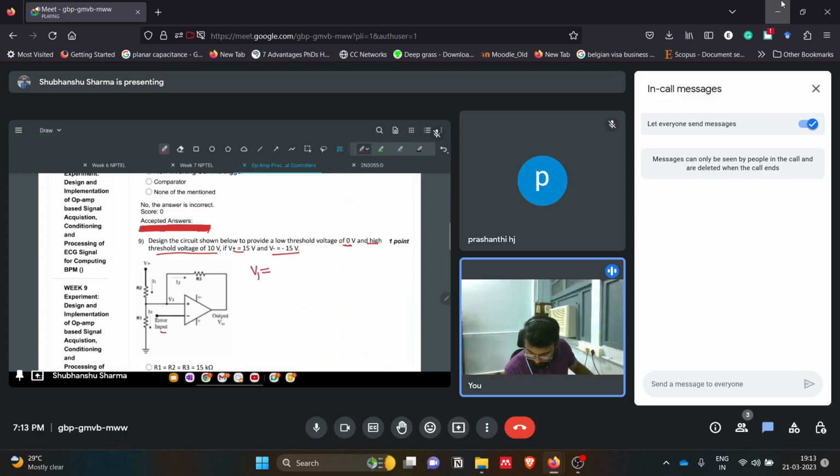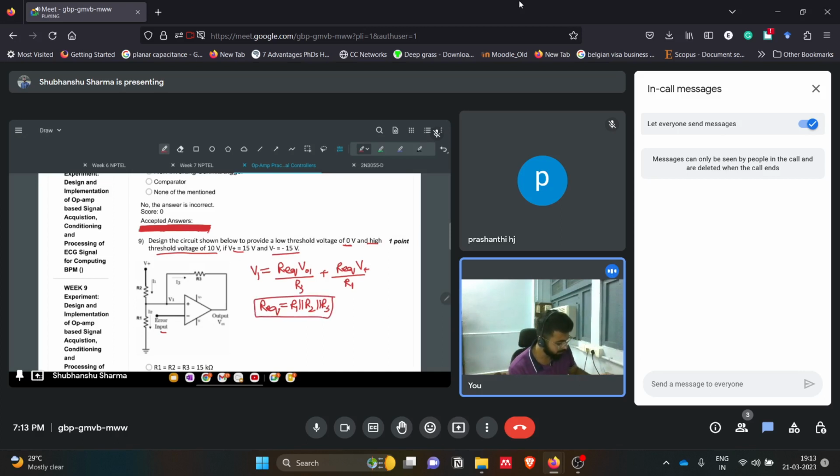That is basically R equivalent V naught 1 by R3 plus R equivalent V plus by R. I think this equation is familiar, where R equivalent, REQ, equals R1 parallel R2 parallel R3.